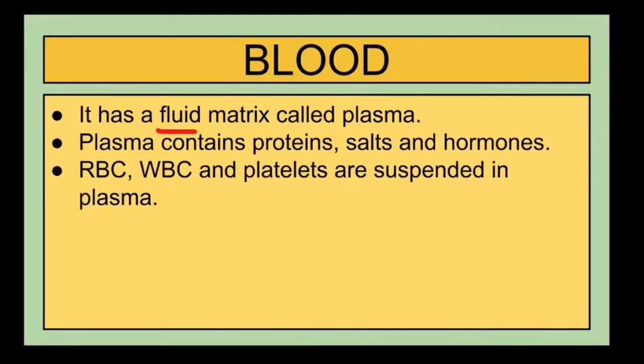Blood has a fluid matrix called plasma. Plasma contains proteins like globulins, fibrinogen, albumins, etc., salts, sodium, potassium salts, and hormones. There are different kinds of cells present in the blood, that is RBC, red blood corpuscles, WBC, white blood corpuscles, and platelets. These are suspended in the plasma.